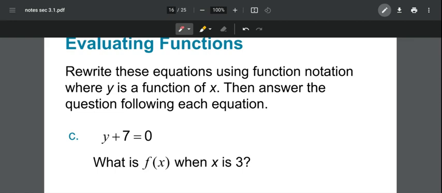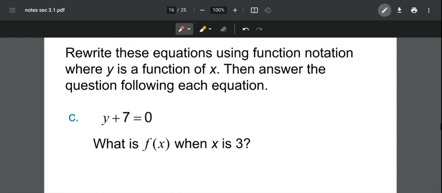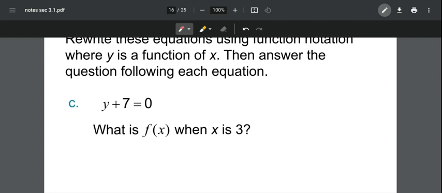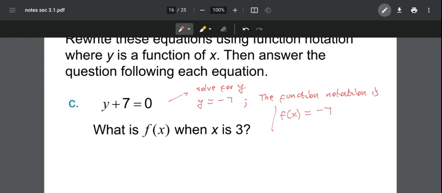Next example, they want you to rewrite the given equation using function notation. So technically we need to solve for y, then answer the questions about this equation, about this relation. So solve for y. So that will be y equal negative 7. So then the function notation is f of x equal negative 7. So we have function notation.